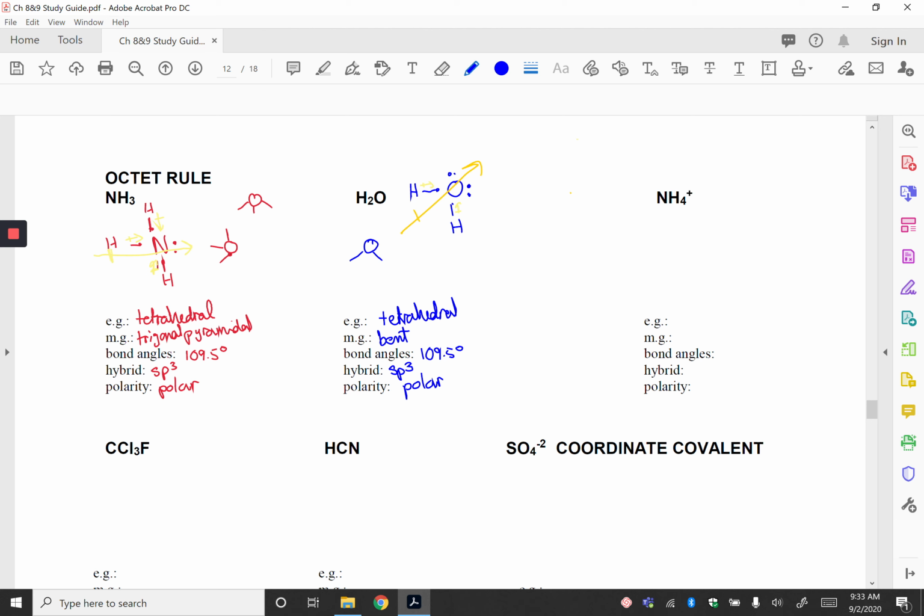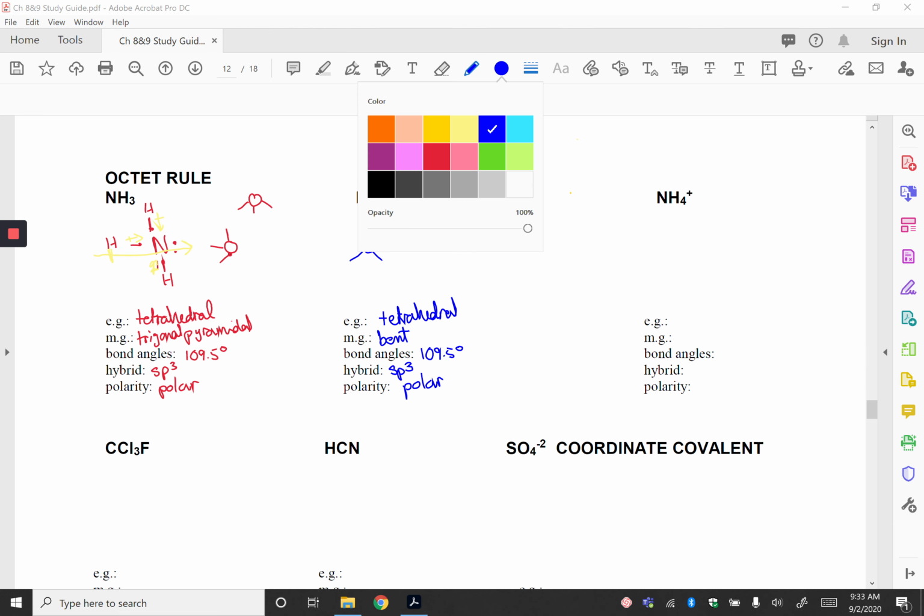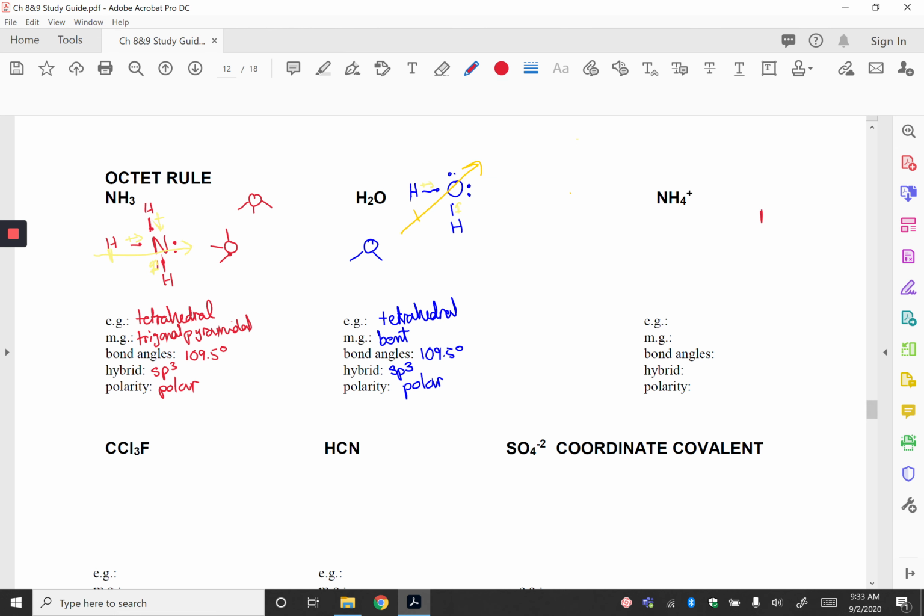Okay, NH4+. For NH4+, nitrogen normally has 5 valence electrons, but the plus means you lost 1, so I'm going to only draw nitrogen with 4. And there are 4 hydrogens that I need to bond to it, so there's 1, 2, 3, and 4. And because it's an ion, I have to use brackets and put a positive there.